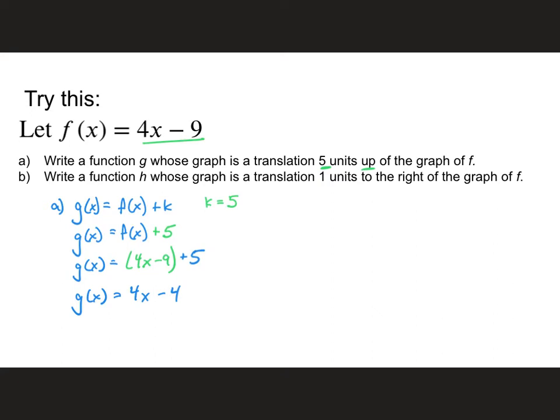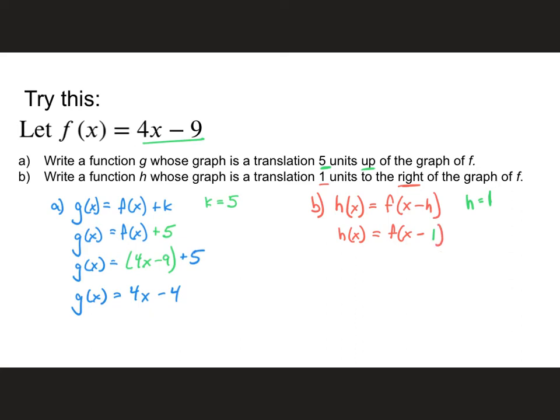Let's take a look at B. B, we're looking for the function h of x. And h of x is equal to, well, let's see here. We're moving it right 1 unit. So right 1 unit, that is a horizontal shift. So that means I'm looking at f of x minus h. And in this particular problem, since I'm moving it to the right, I know h is positive, and it's equal to positive 1. So I'll substitute that back in. h of x is equal to f of x minus 1.